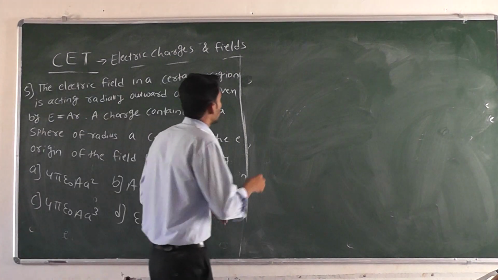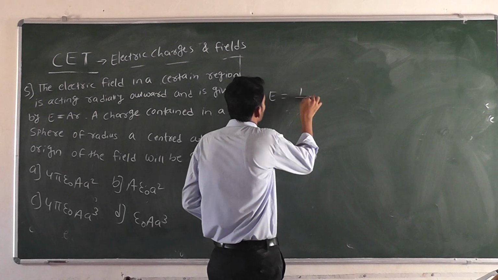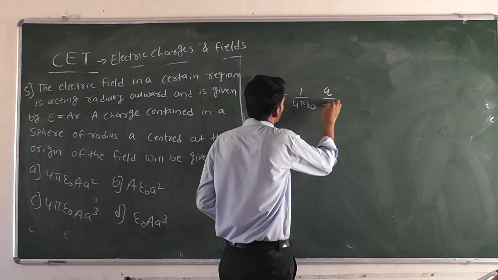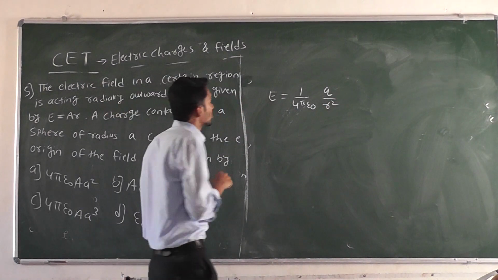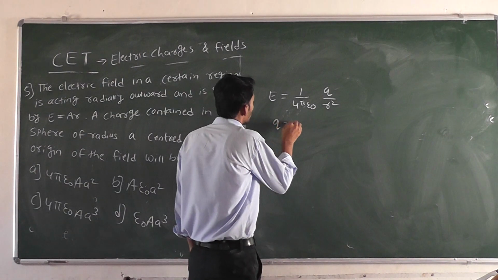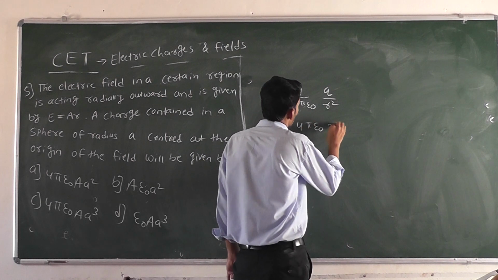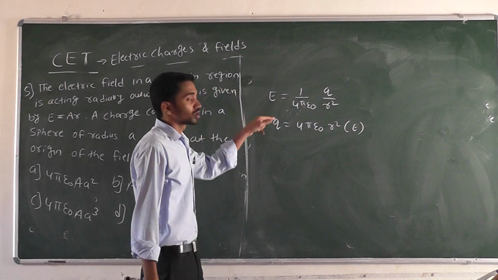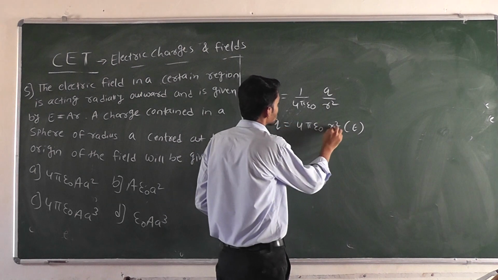So in this case we have to take the electric field formula. E is equal to 1 by 4 pi epsilon naught q by r squared. So q is equal to 4 pi epsilon naught r squared into E.